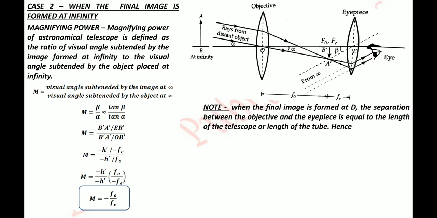What I am saying is that when the final image is formed at infinity, it should be infinity, it should not be capital D. At infinity, the separation between the objective and the eyepiece is equal to the length of the telescope or length of the tube. Hence, capital L is equal to FO plus FE.